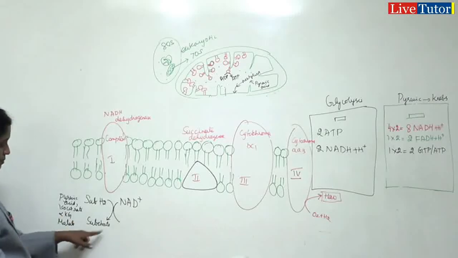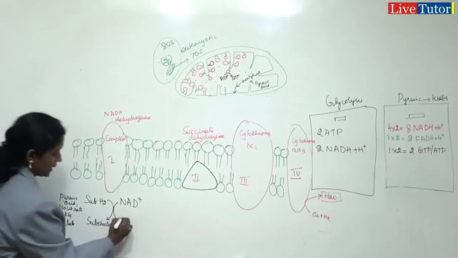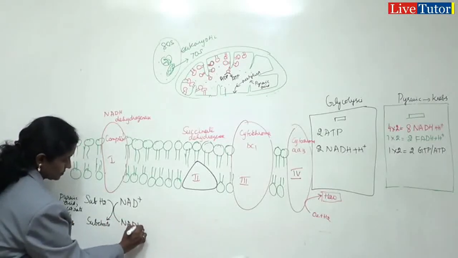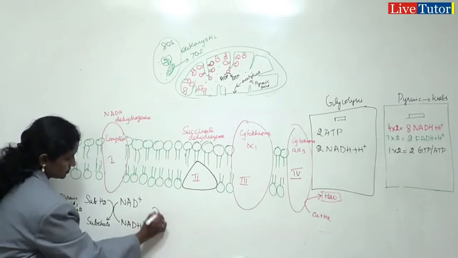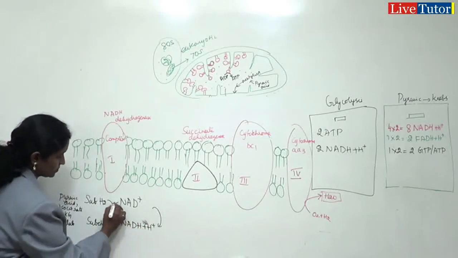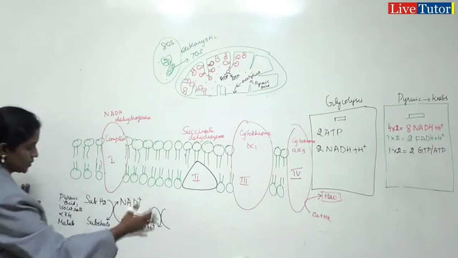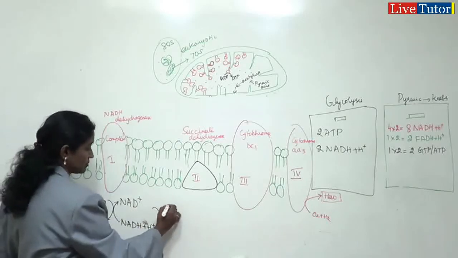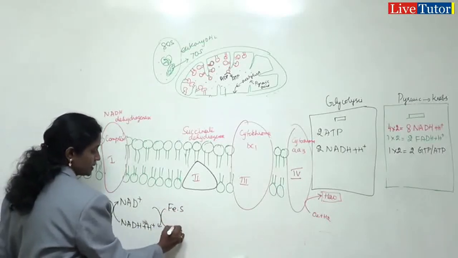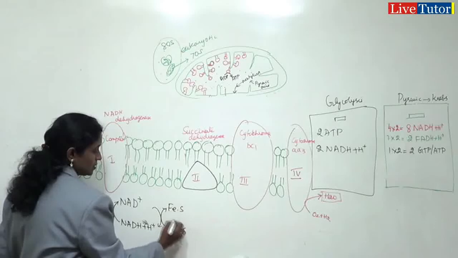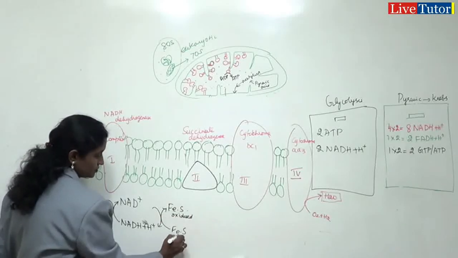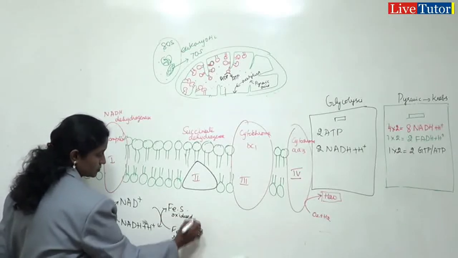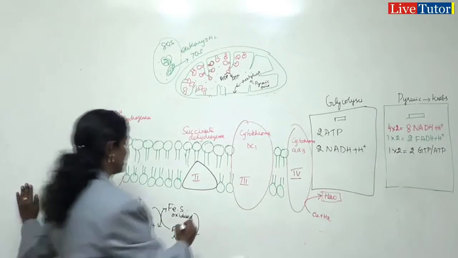Oxidized, reduced, and the substrate goes back. Then NADH plus H plus, again oxidized, reduced. You keep on drawing. Then there are a lot of iron sulfur centers here, oxidized, reduced. Then what will be the next one?